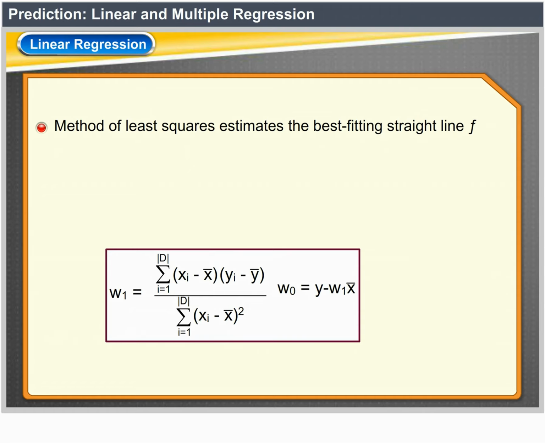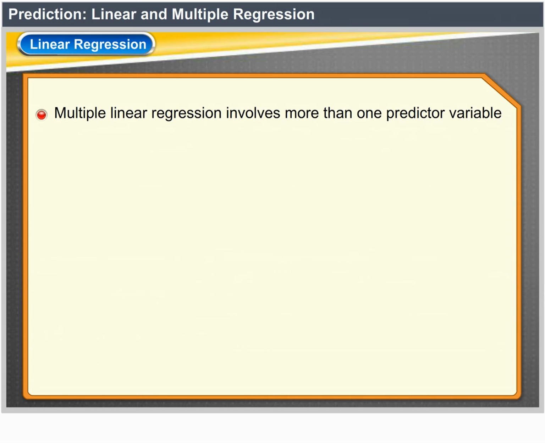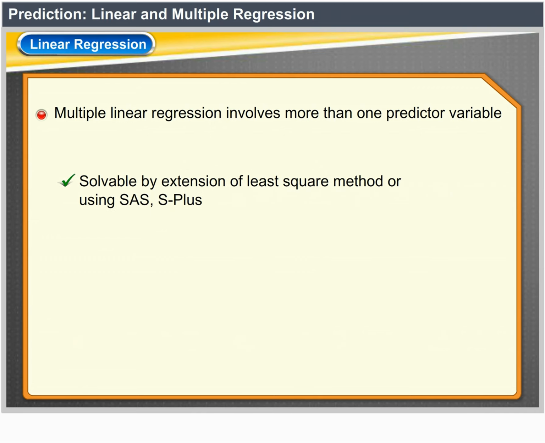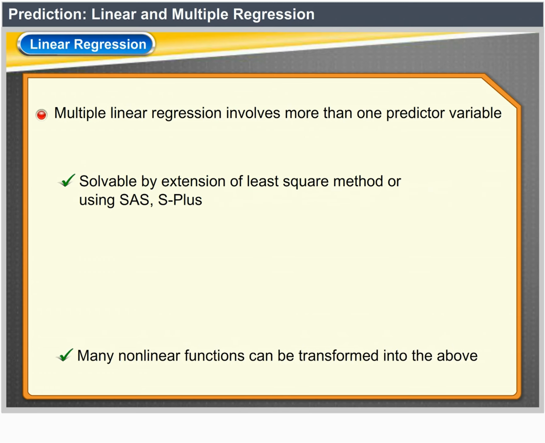Multiple linear regression involves more than one predictor variable. Training data is of the form (X1, y1), (X2, y2), going up to (X|D|, y|D|). For example, for 2D data we may have y equals W0 plus W1 x1 plus W2 x2. It is solvable by extension of the least square method or using SAS, S-Plus. Many nonlinear functions can be transformed into the above.